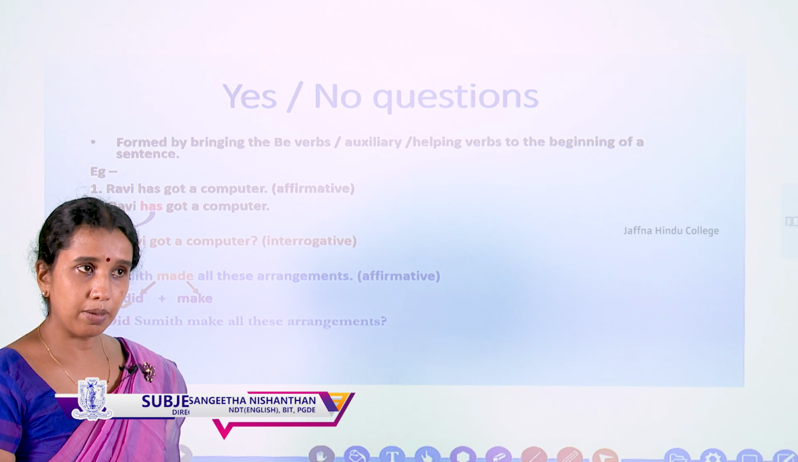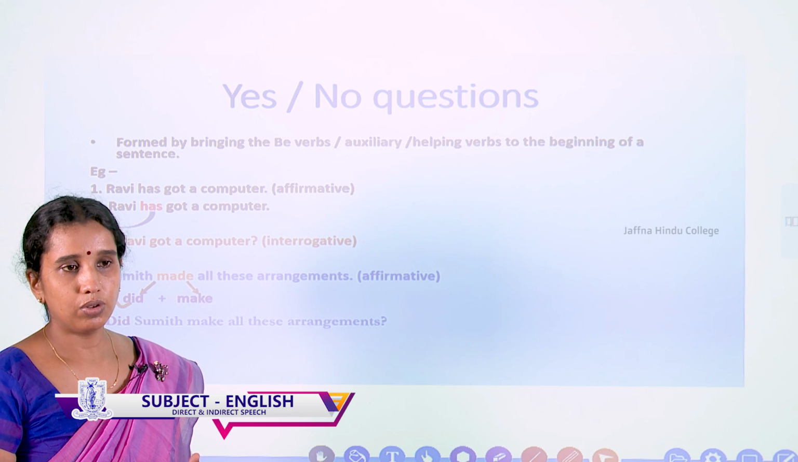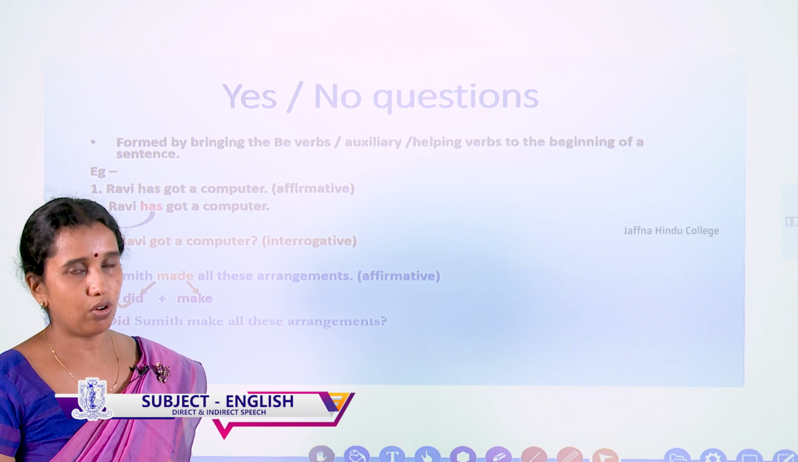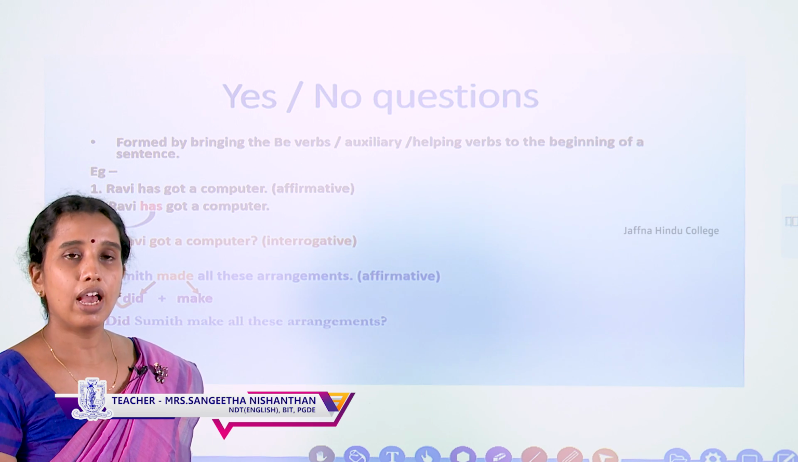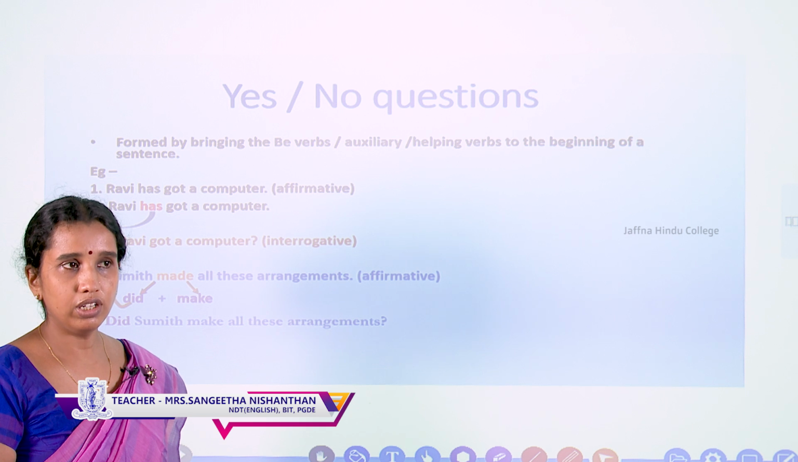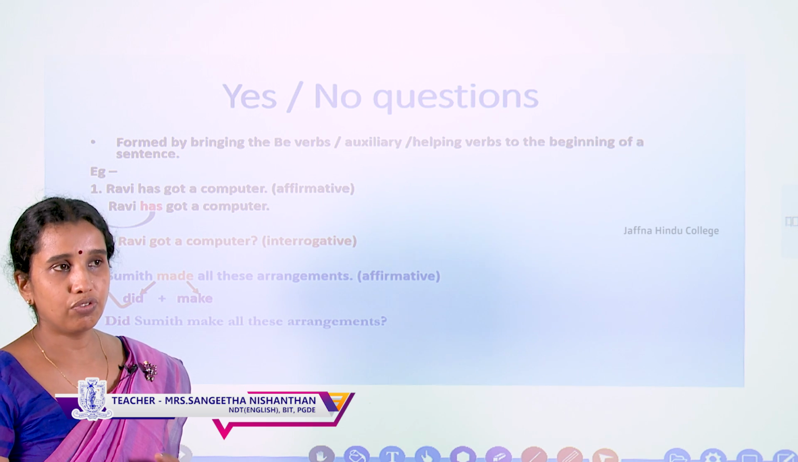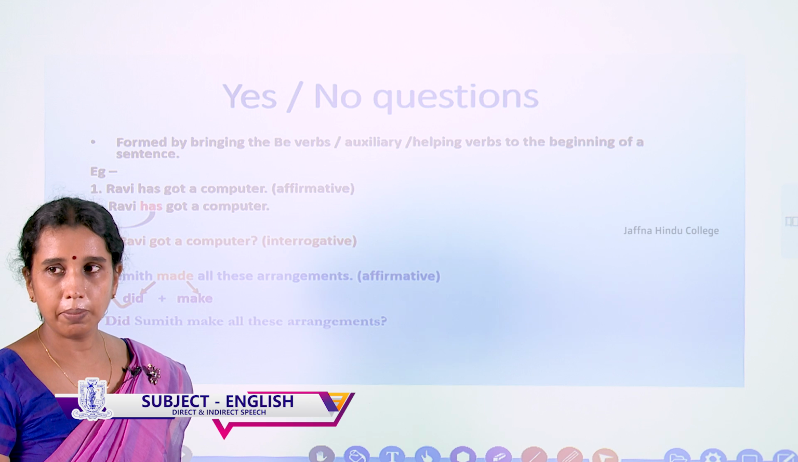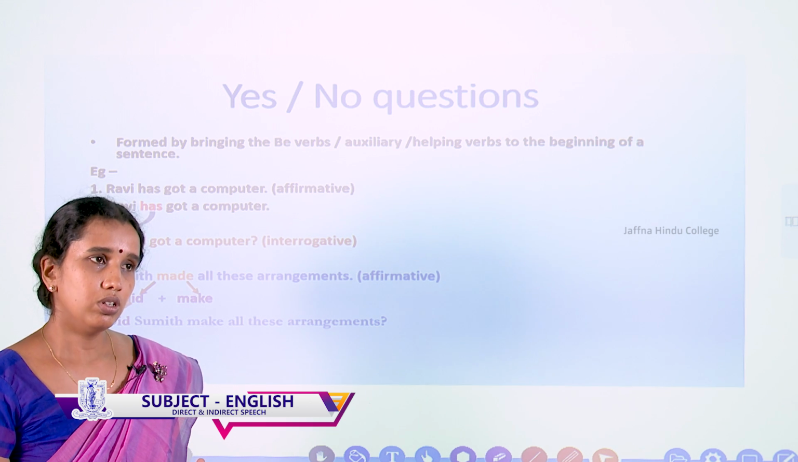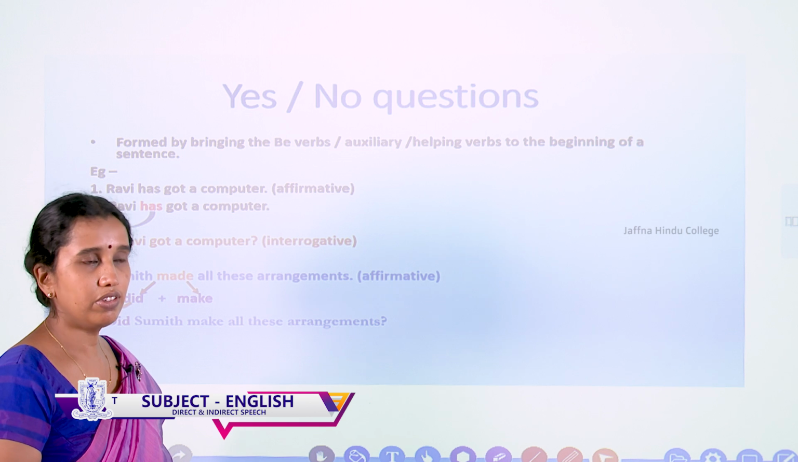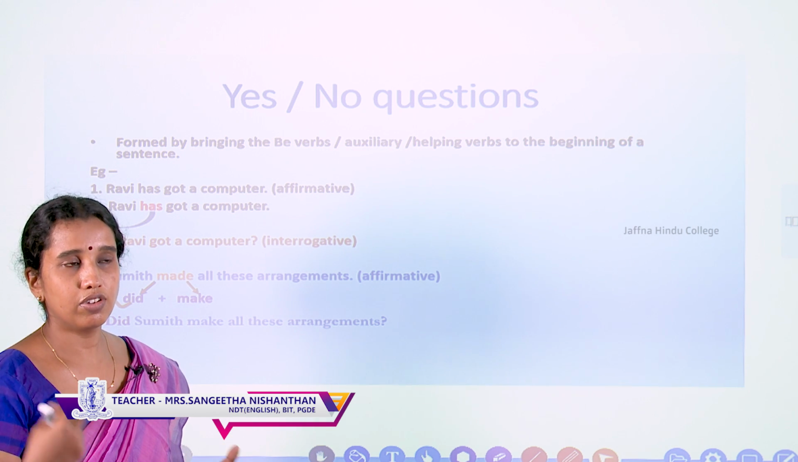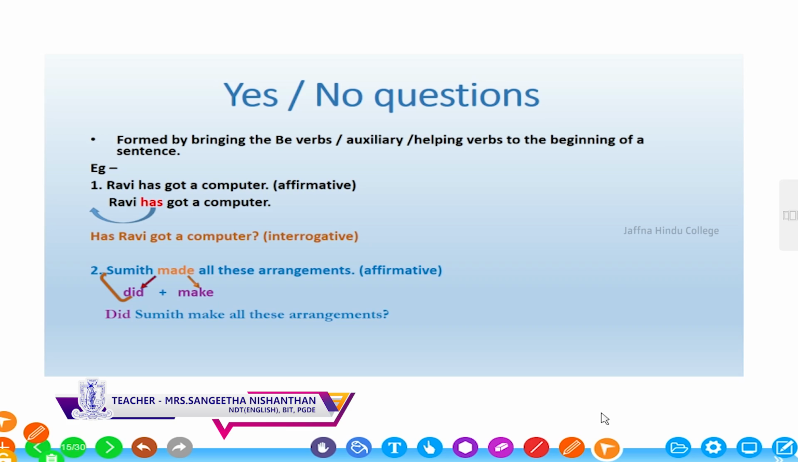If there is a helping verb with the main verb, do, does or did, separate it and bring it to the beginning of the sentence. Or if there is an auxiliary verb like can, may or should, bring it to the beginning of the sentence. That's all. This is how we form yes or no questions. They are formed by bringing the be verbs or auxiliary or helping verbs to the beginning of a sentence.